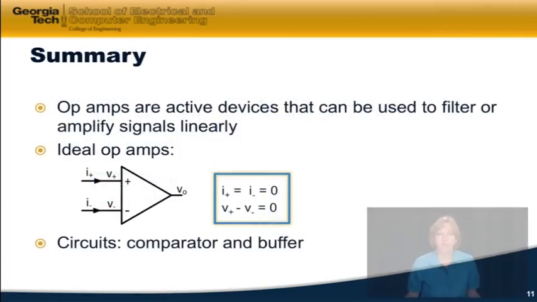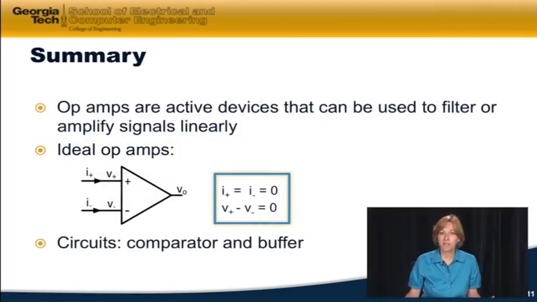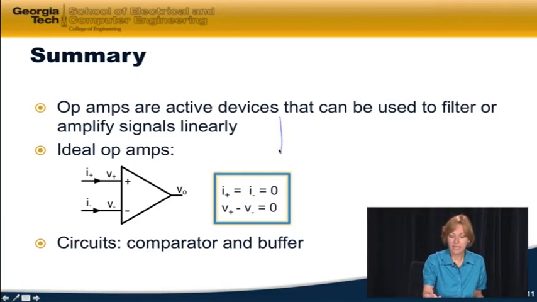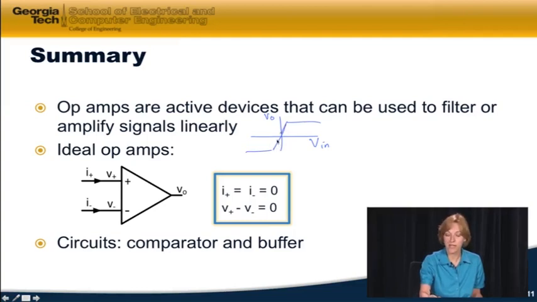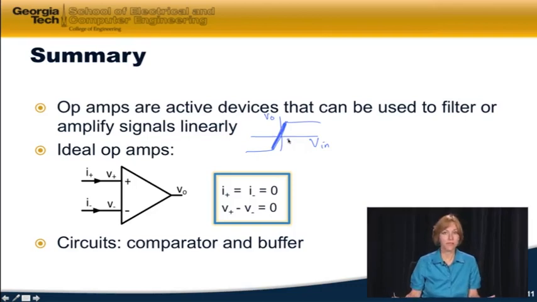So in summary, we've shown that op-amps are active devices, active again meaning they've got their own power supply, and they can be used to filter or amplify signals linearly. Let me make just a comment about what I mean by linearly. We've got an input and output characteristic. And in the open loop, we showed that we've got this range right here before we saturate. This range right here is what we call the linear range. So if we stay in that range, we stay in what we call a linear range.